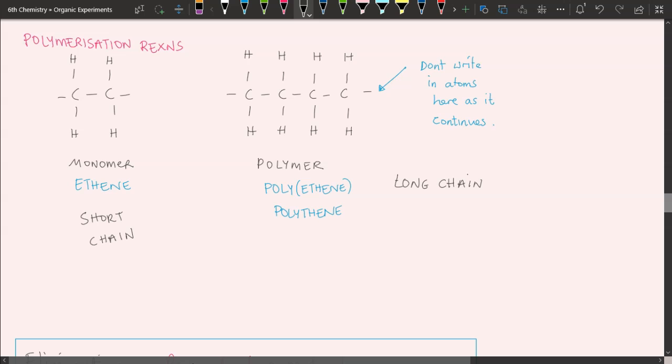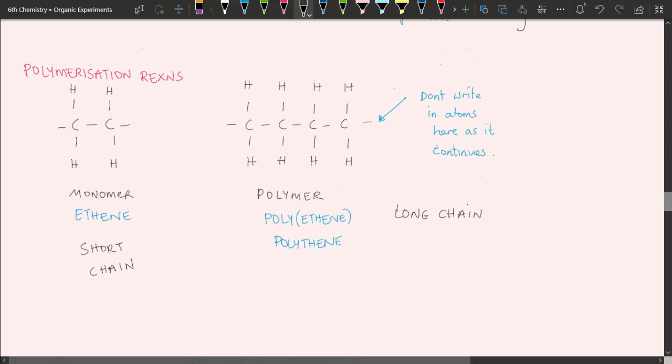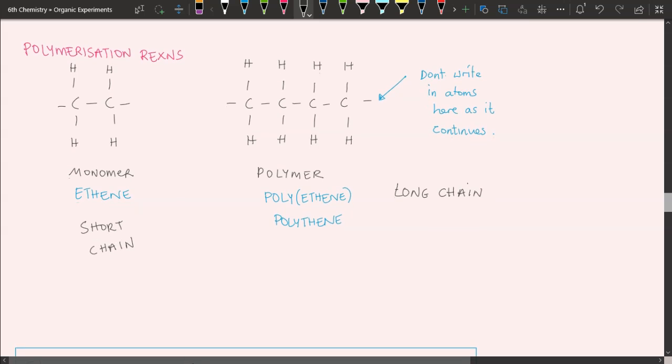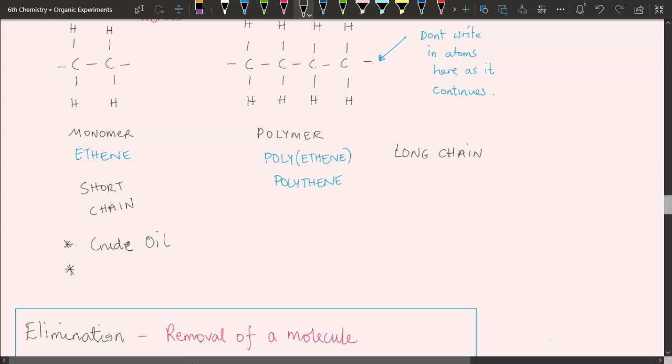So that's pretty much it for polymerization reactions. Again, I'm not going to go into it in huge detail because we did it in class. So that's it for that video. We're going to move on to elimination reactions next. But before we do, just a couple of ideas of where these are used. So for example, crude oil. Crude oil is used in the manufacture of polymers, in particular plastics. Right, so that's it. We're on to elimination.